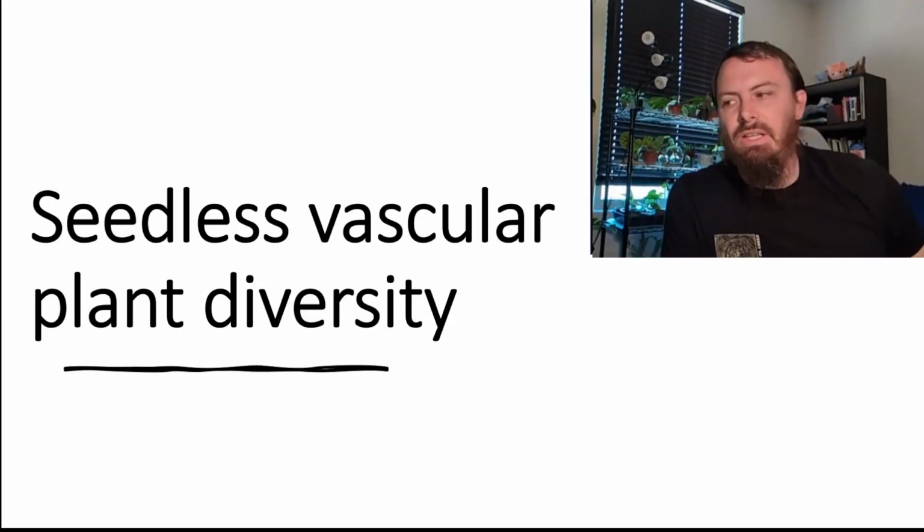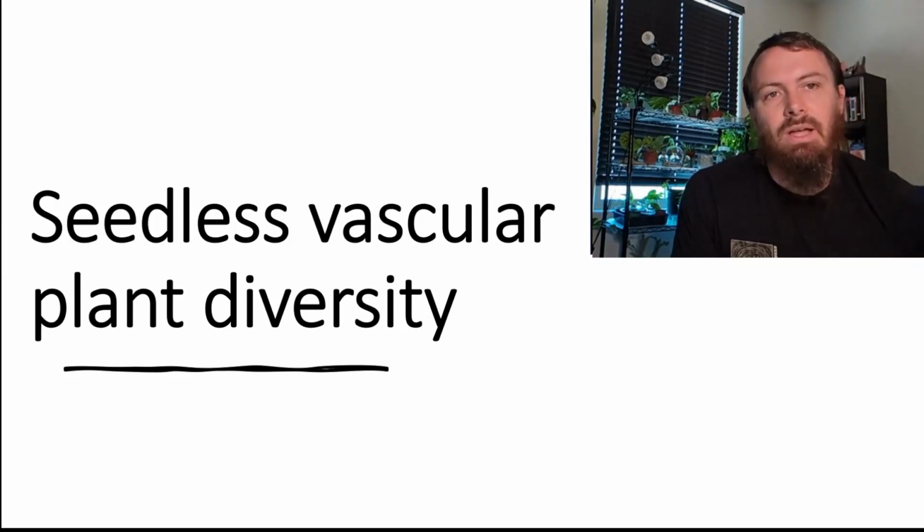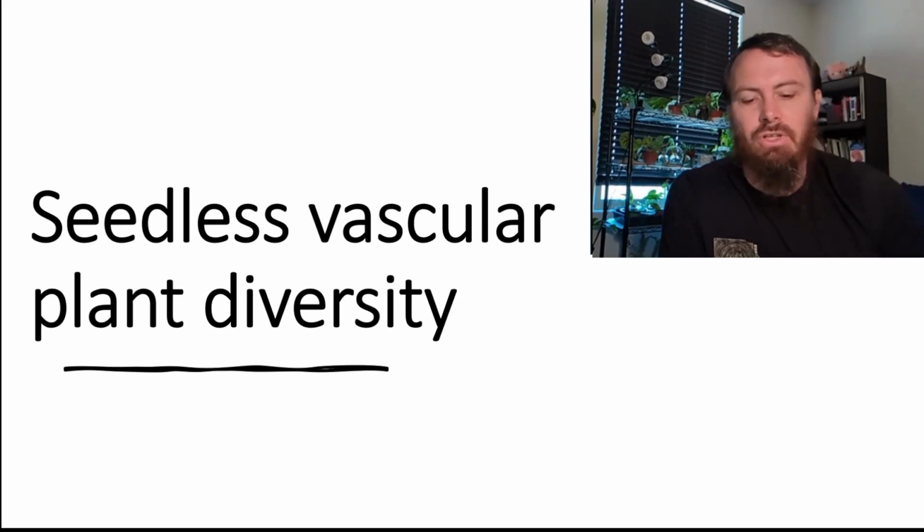Now we're going to get into the seedless vascular plant diversity. So these are plants that don't make seeds, but they still have vascular tissue, unlike the bryophytes, which don't make seeds and don't have vascular tissue.